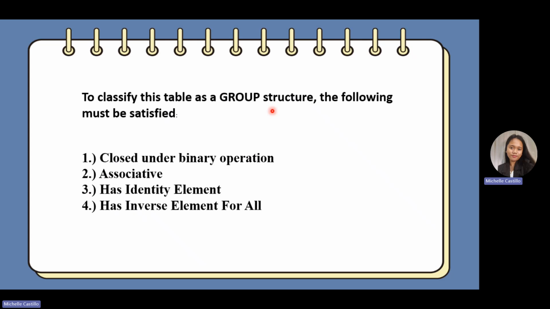So we have four conditions. First, closed under binary operation. Second, associative. Third, has identity element. And the fourth and last condition, has inverse element for all.